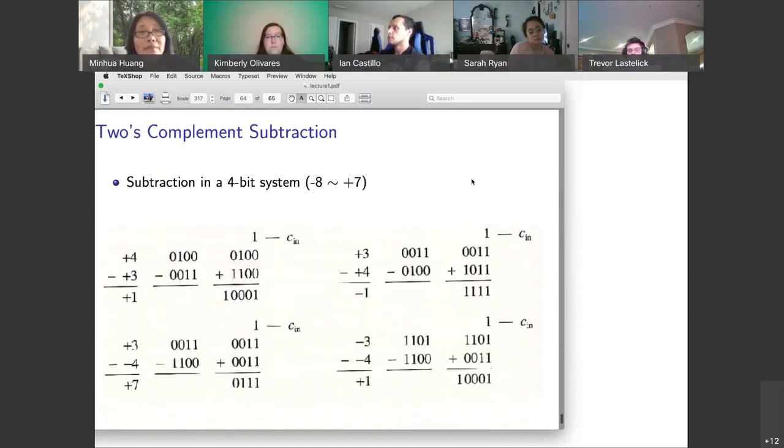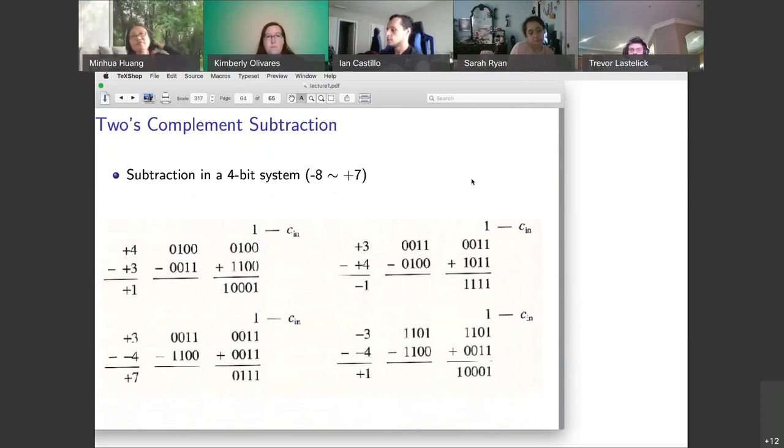So here we have the two's complement of the subtrahend. I just use this example. We already discussed addition in detail with many examples, so this one is really easy. Positive 4 minus positive 3: now you change positive 3 and consider it as negative 3, and you convert it to the two's complement of negative 3. Then you add this all up, okay?